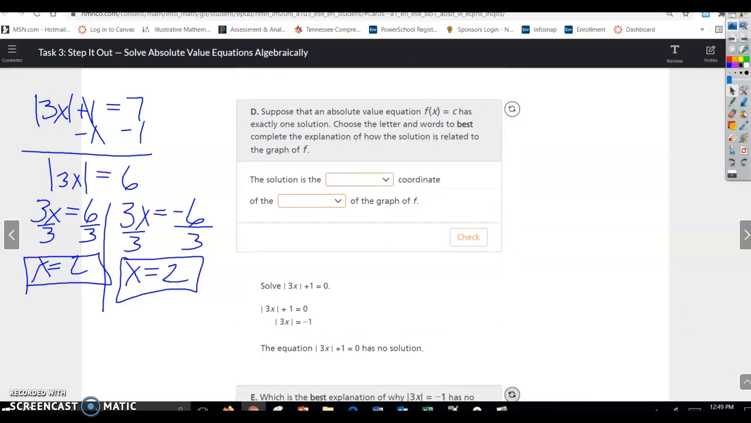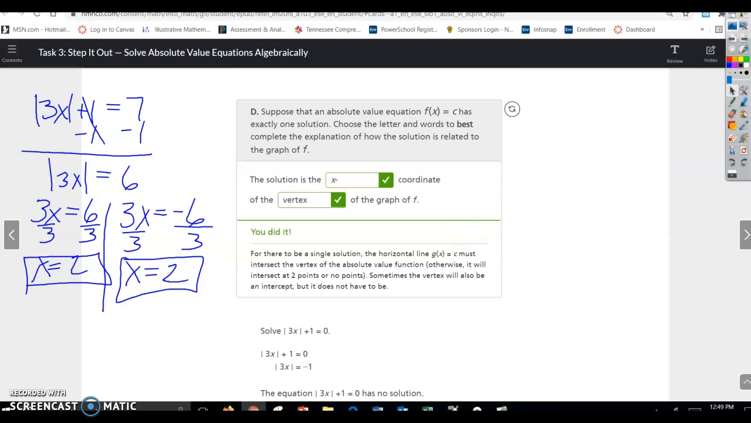All right, suppose that an absolute value equation, f of x equals c, has exactly one solution. Choose the letter or words to best complete the explanation of how the solution is related to the graph of f of x. The solution is the x-coordinate of the vertex. Okay, so when we're talking about it having only one solution, we know that the line's going to have to be intersecting at the vertex, kind of like what I showed you before.